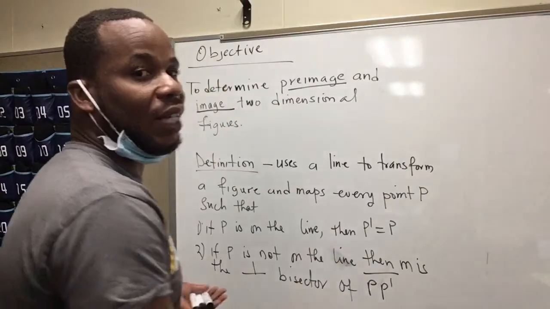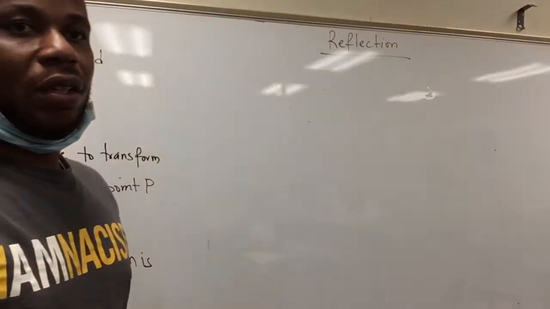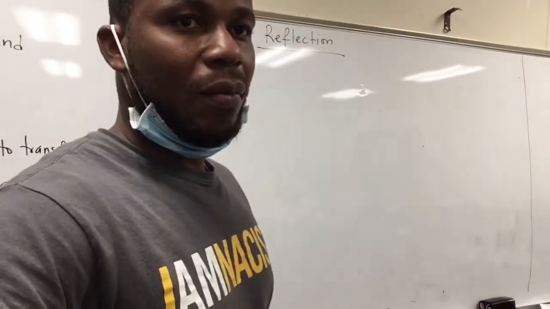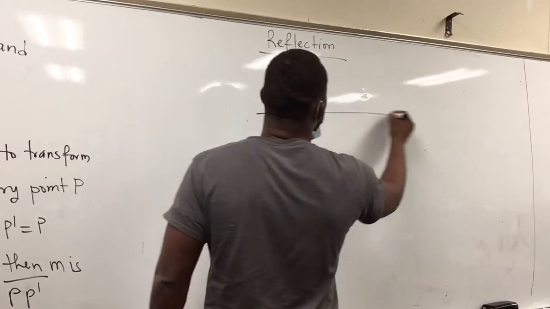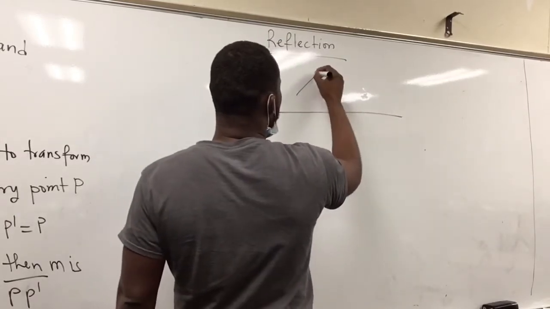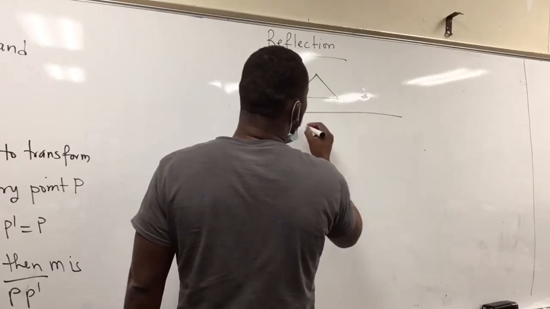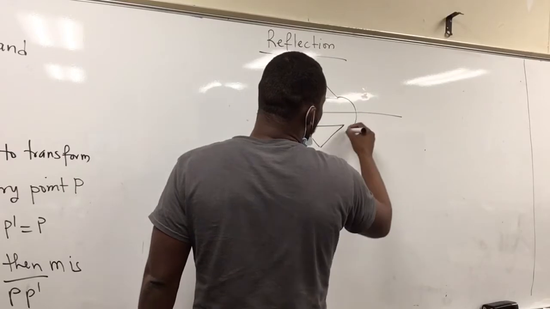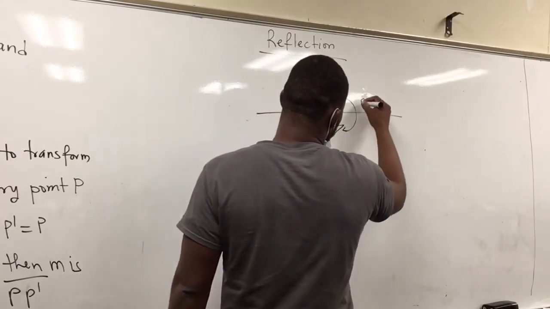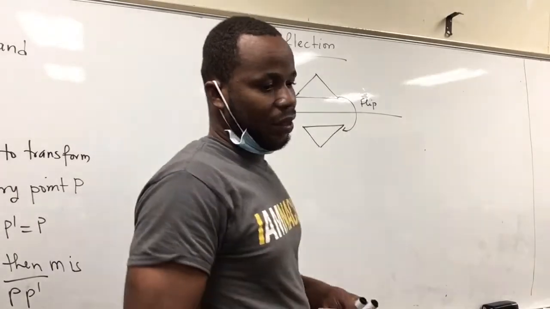When you look at it, the definition looks abstract. But yesterday, when we were talking about reflection, we just basically talked about the following. If this is a line, and this is a triangle, it will flip this way. This is like a flip. This is like a flip.